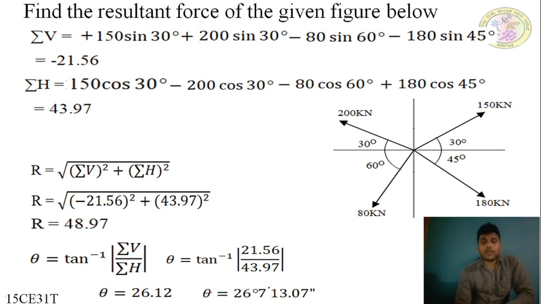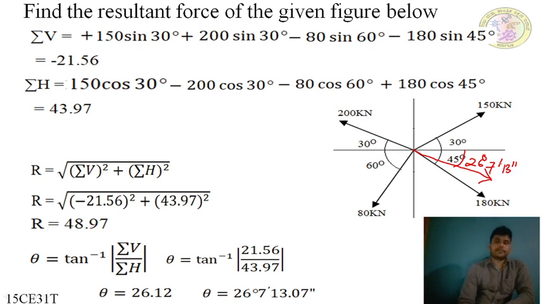We have come to know the magnitude and direction. What is the direction of the resultant? It is 26 degrees from the x-axis, 26 degrees 7 minutes 13 seconds.